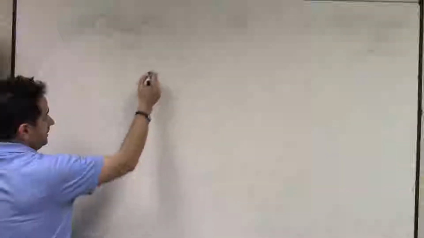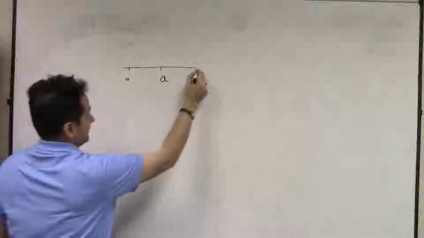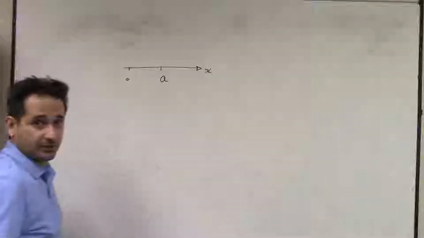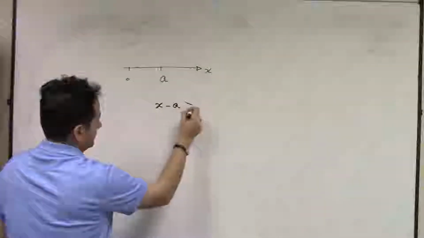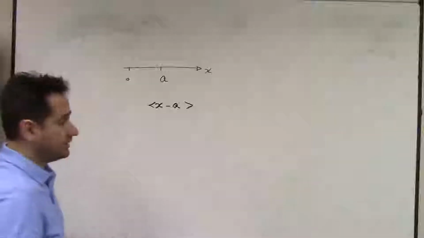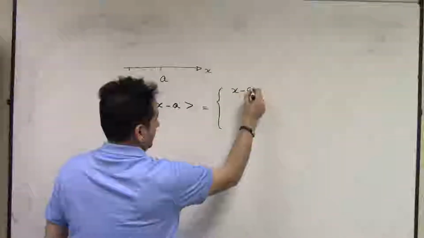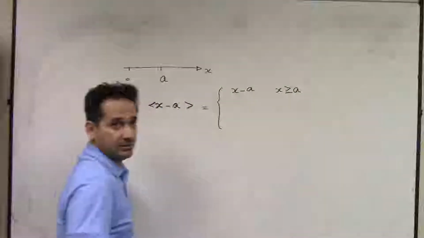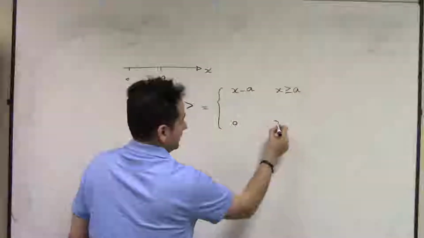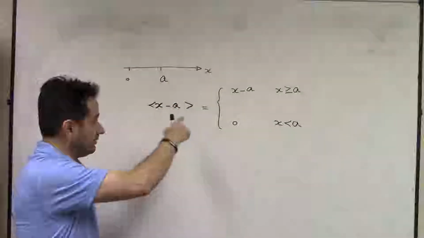Let's say you have a point on the x-axis, point A. This is 0, this is the x-axis, okay? Then the Heaviside of x minus a is defined as x minus a if x is greater than or equal to a, and 0 if x is smaller than a. This is just the definition of this particular Heaviside.